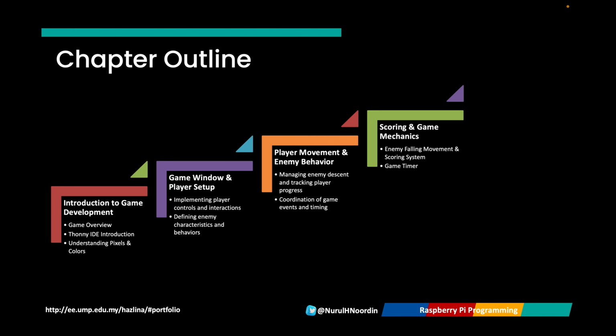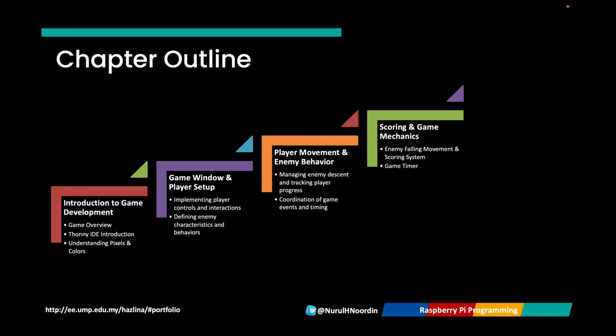Chapter number 4 is Scoring and Game Mechanics. At this stage, we will enhance our game by adding a scoring system and refining game mechanics. In this chapter, you will implement a system to track player scores based on successful actions and introduce a game timer to regulate the pace of gameplay.